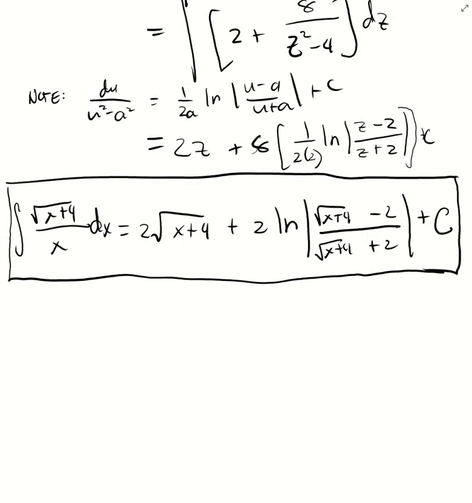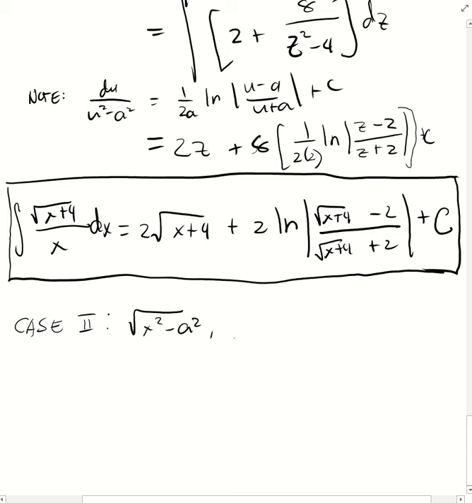Then next case. So the first case is when the radicand contains linear functions inside the radicand. So what happens if we have a quadratic? If we have a binomial quadratic function, so for example, x squared minus a squared, or x squared plus a squared, or a squared minus x squared.